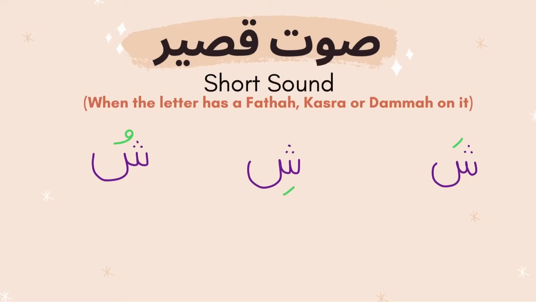Let's see the short sounds it makes. Short sounds are Sawt Qasir, when the letter has Fathah, Kasra or Dammah on it. Sheen with a Fathah, Sha. Sheen with a Kasra, Shi. Sheen with a Dammah, Shu. Sha, Shi, Shu.